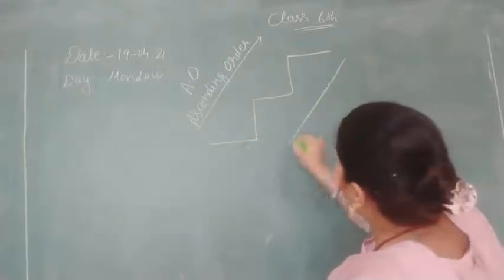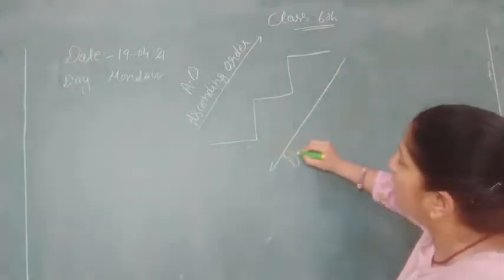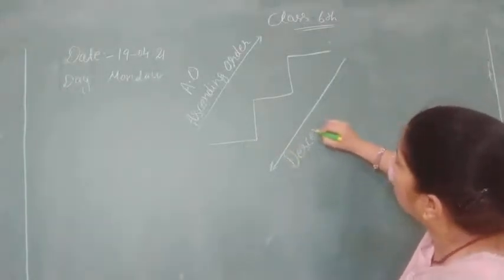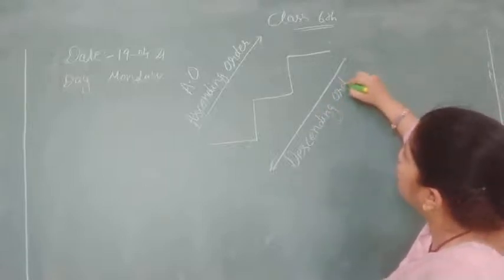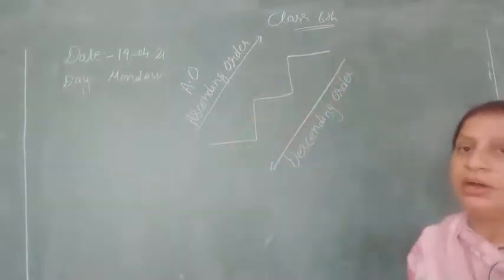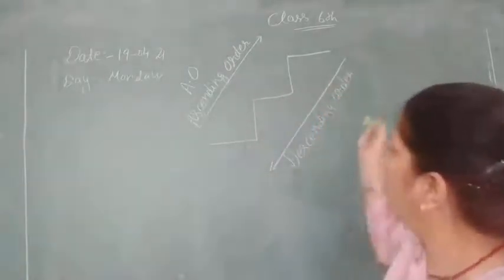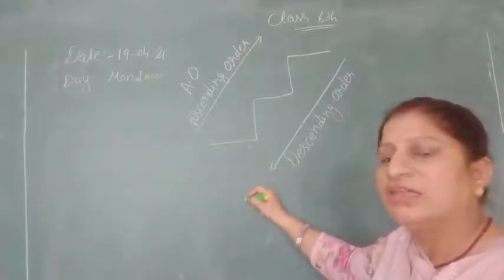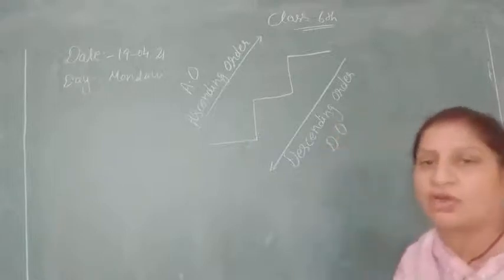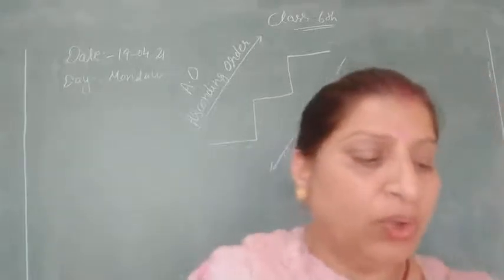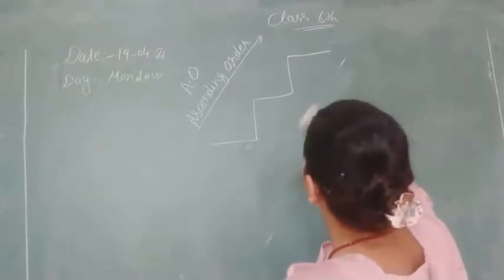It is also called in the short form ascending order. Now when we go to the downward steps, then this is called descending order. In this, first of all we write the greater number, then we write the smaller, then again smaller, and in the last we write the smallest number. And this order is also called in the short form descending order. So let us start to solve the questions according to these steps.